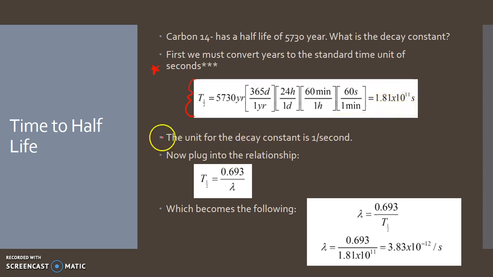The unit for the decay constant is 1 divided by second, so you can also see it as 1 over s, or like you see down here, that's the unit. Now you plug it into the relationship. T1/2 equals 0.693 divided by the decay constant, which becomes the following. So 0.693 divided by 1.81 times 10 to the 11th, and we should get 3.83 times 10 to the negative 12.